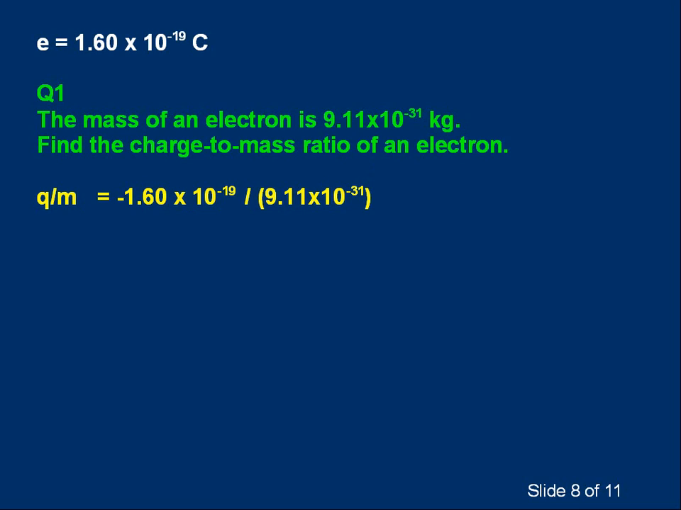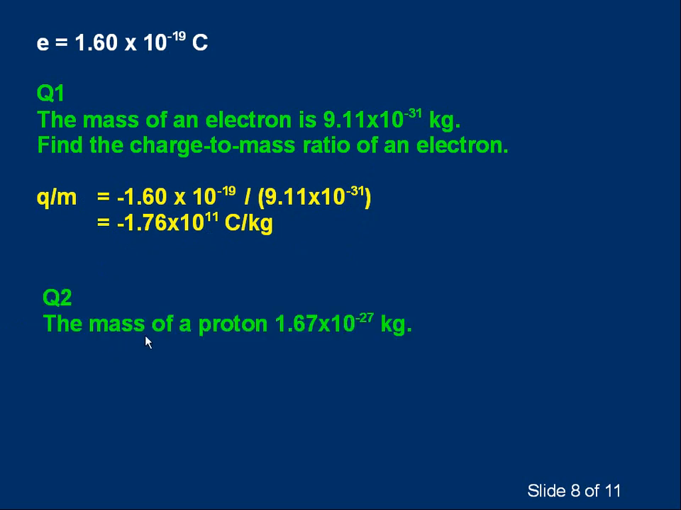Well, I hope you did it. Q over M, we can write that. It's minus 1.6 times 10 to the minus 19 divided by 9.11 times 10 to the minus 31. And if you round the answer to 3 significant figures, you should have got minus 1.76 times 10 to the 11 coulombs per kilogram.